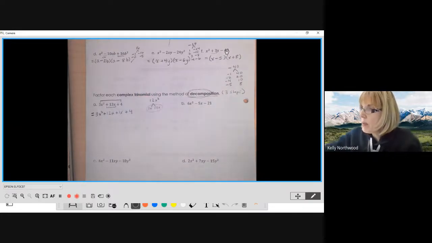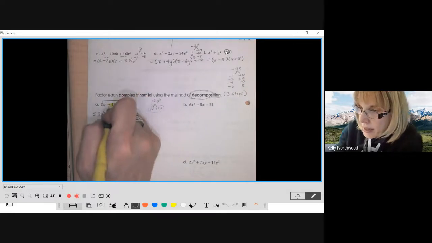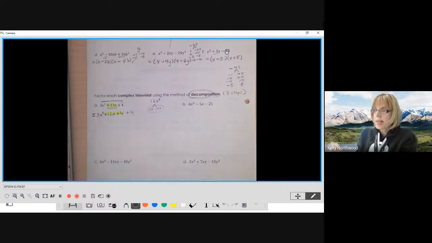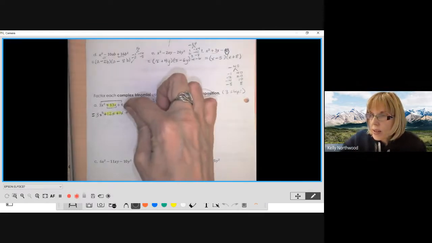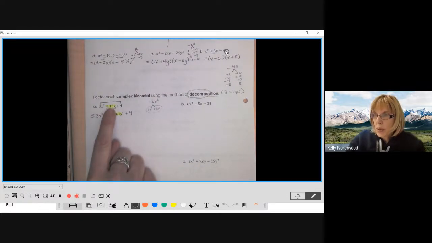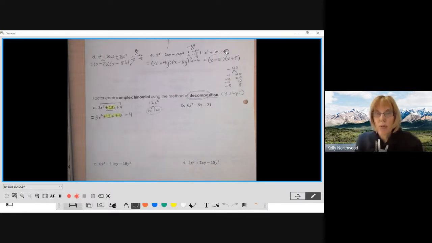So in this first step of decomposition, all I did was rewrite plus 13x into plus 12x plus 1x. All I did was decompose 13x into the sum of 12x and 1x. So these two lines are exactly equivalent. I've still got the 3x squared. I've broken the 13x into positive 12x plus 1x, and then I still have the plus 4. Okay, so that's my first step. The decomposition step really is that first step there.